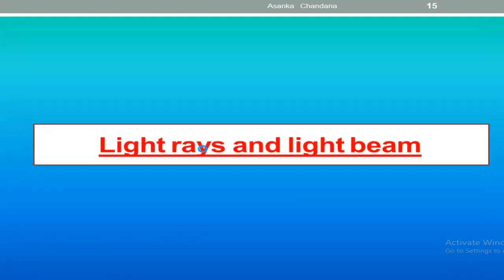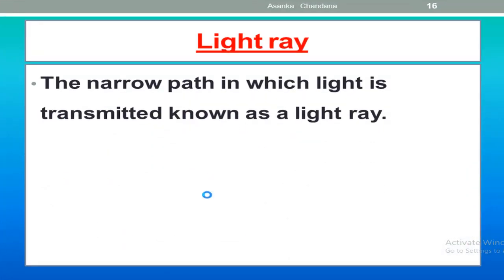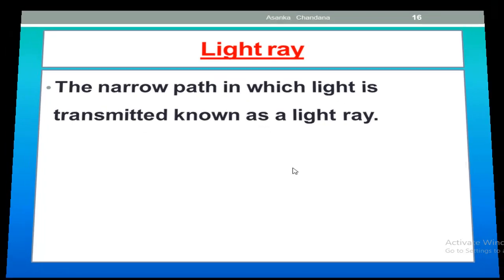Right, then we will learn about light rays and light beams. Light rays and light beams are a simple topic. This is the structure of the light rays. The narrow path in which light is transmitted is known as a light ray.